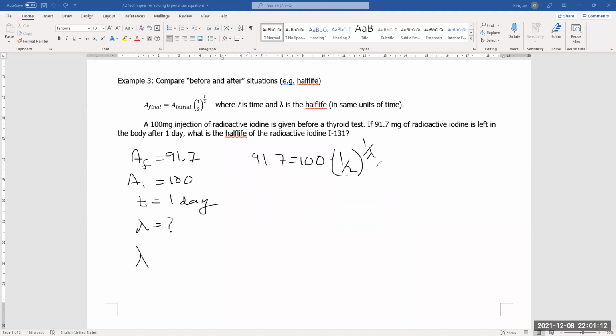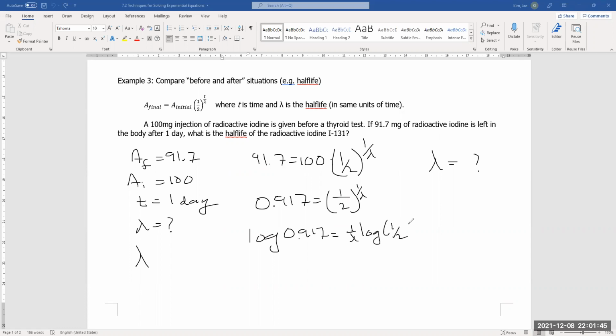Our goal is to figure out what lambda is, which means I need this exponent to somehow be isolated. You can already guess I'm going to be using logarithms. Let's first divide both sides by 100, leaving me 0.917 equals 1 over 2 to the power of 1 over lambda. Next, I am going to log both sides so that I can drop down the exponent. Log of 0.917 is equal to that log of half.